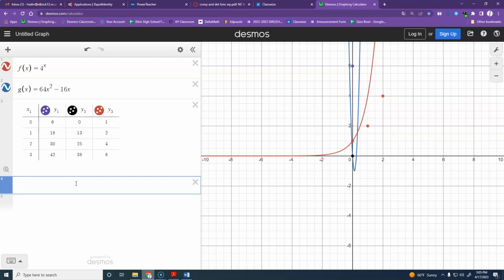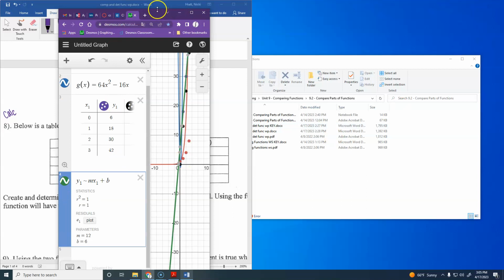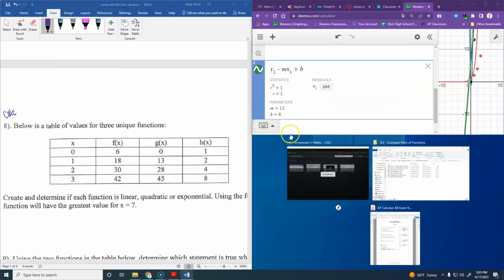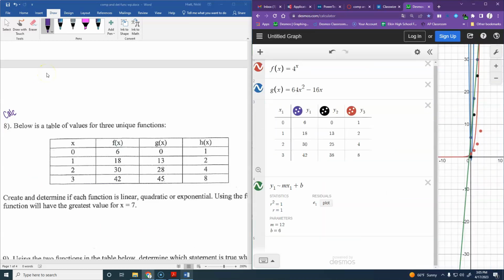But a linear graph is y equals mx plus b, right? So if I want the calculator to figure it out for me, my linear is in y1, so I'm going to do y1 squiggle mx1 plus b. Okay? And it gives me m and it gives me b.